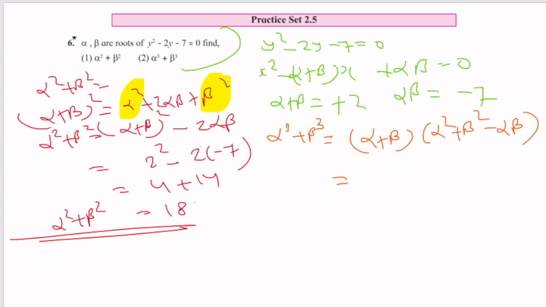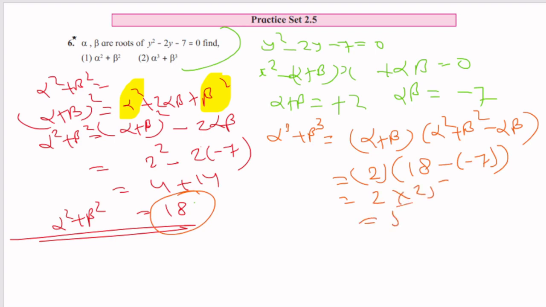Perfect. Alpha plus beta we know it's 2. Alpha square plus beta square we just calculated 18. Alpha into beta is minus 7. Okay. Now solve it simply. 18 plus 7, 25. So this value is nothing but 50. So alpha cube plus beta cube is equal to 50. So the moment you know the concept, logic, answer is just nothing. It's very easy for you.